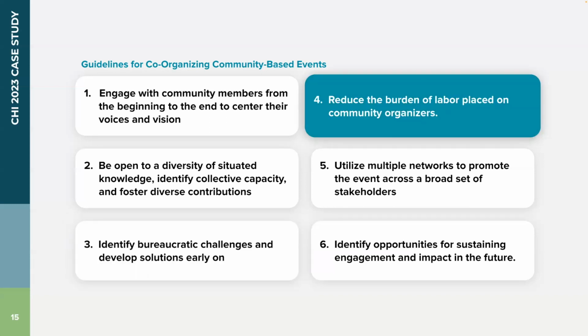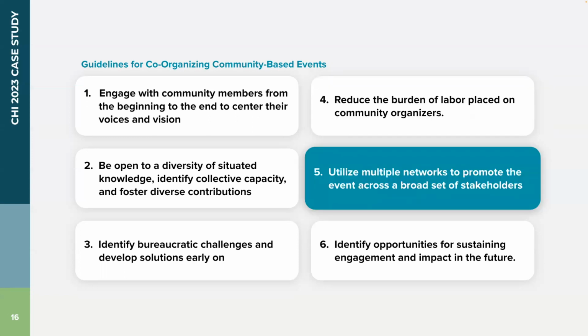Next, reduce the burden of labor placed on community organizers. This may require open communication to assess the needs and resources of the community organizers and areas in which they would like support. Next, utilize multiple networks to promote the events across a broad set of stakeholders. Researchers should work closely with the community team and relevant community organizations early on to avoid schedule conflicts and strategize ways to collectively promote the events. The research team must also be attuned to the needs of diverse community members and work to reduce constraints on their participation, such as by making the event more accessible and providing transportation to resource-constrained members.